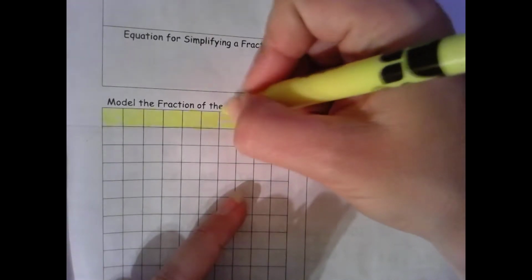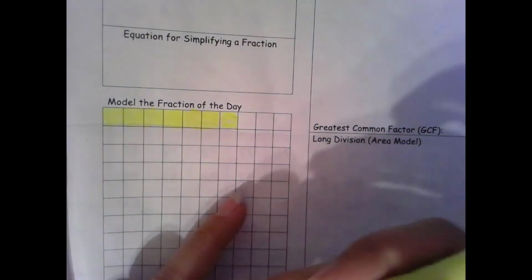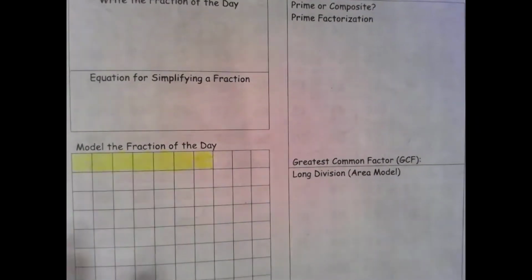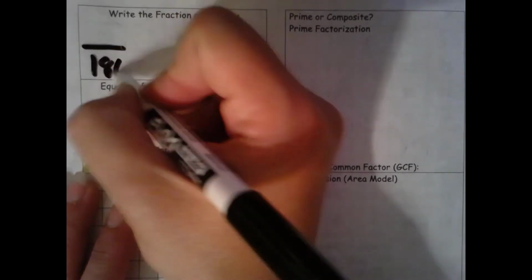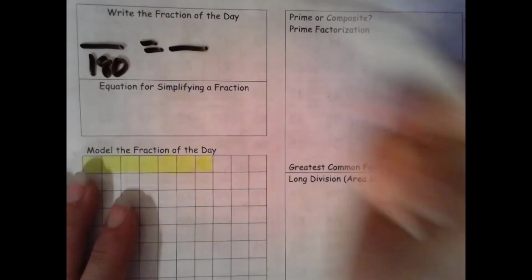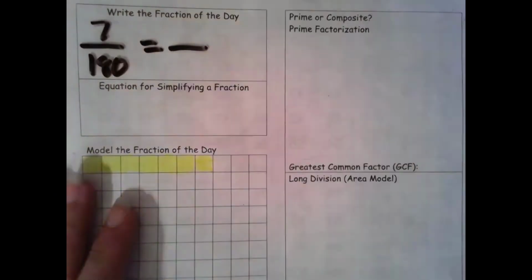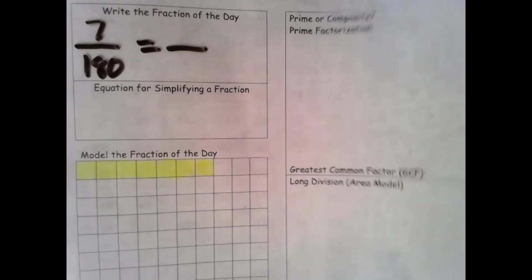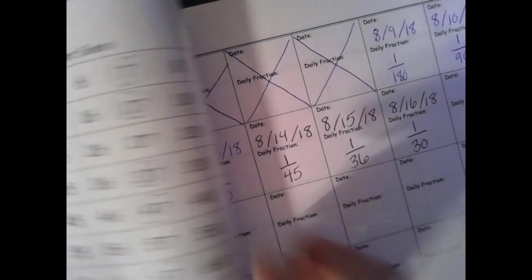Let's fill in that 7th box. Alright, so for this 7th day, let's go ahead and write our beginning fraction. Our denominator is 180 days because that is the total amount of school days. We're currently on day 7. So we're going to look at that numerator 7 and see if it's prime or composite.